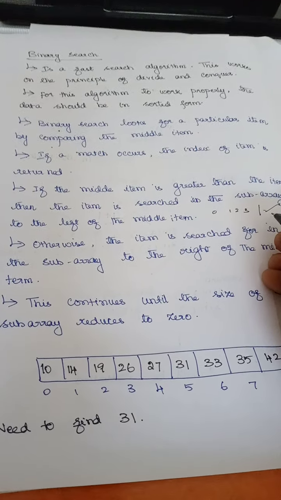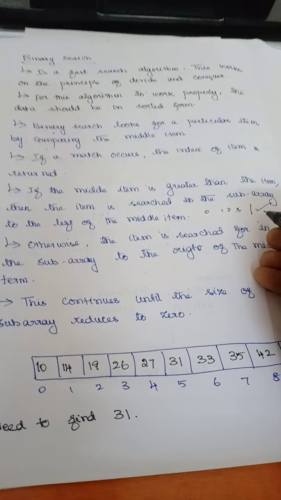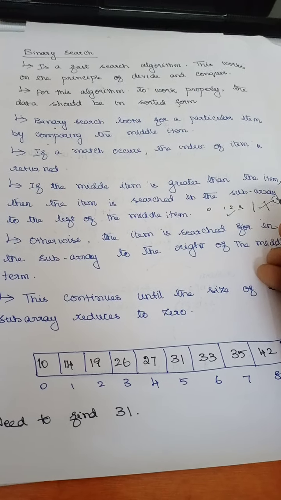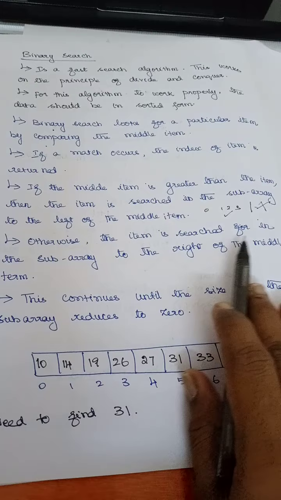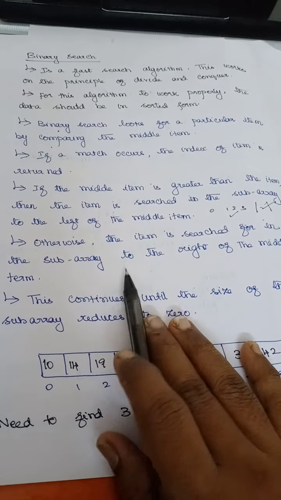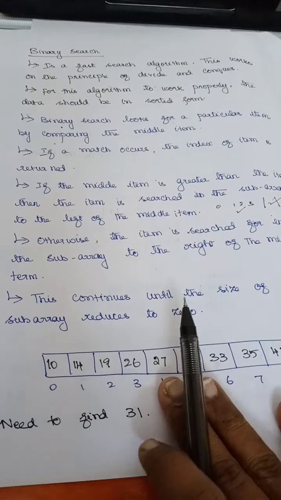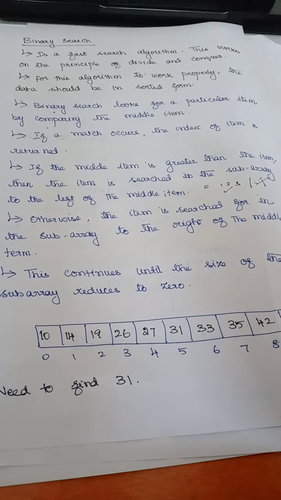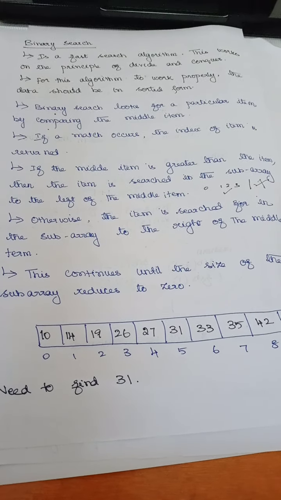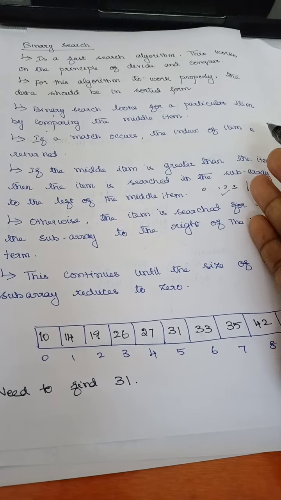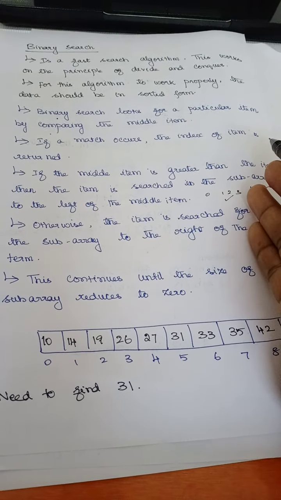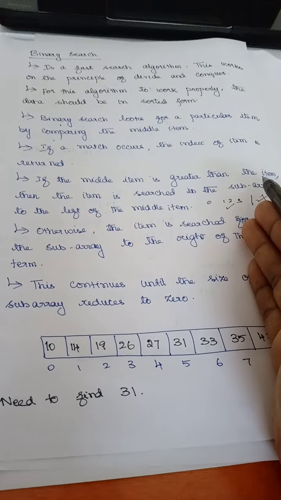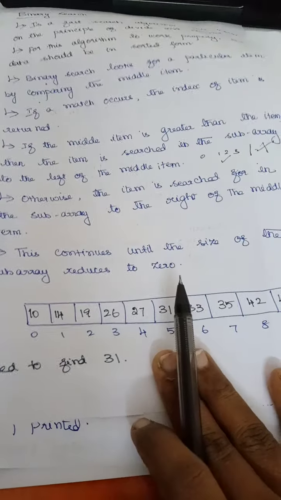Sorry. If the middle item is greater than the item, then the item is searched in the subarray to the left of the middle term. So this, not this, right? Otherwise the item is searched in the subarray to the right of the middle term. Don't worry about this, we'll take one example and see, right? Is that clear?